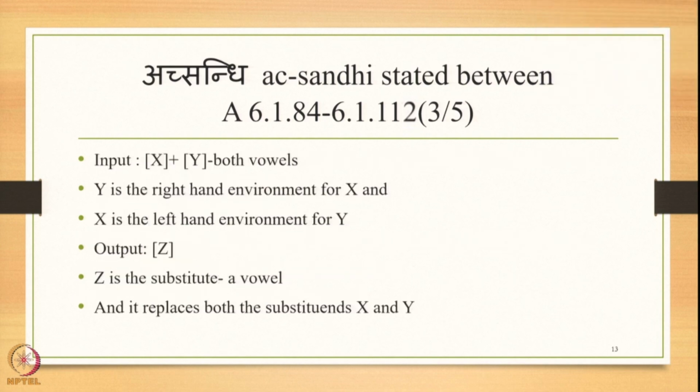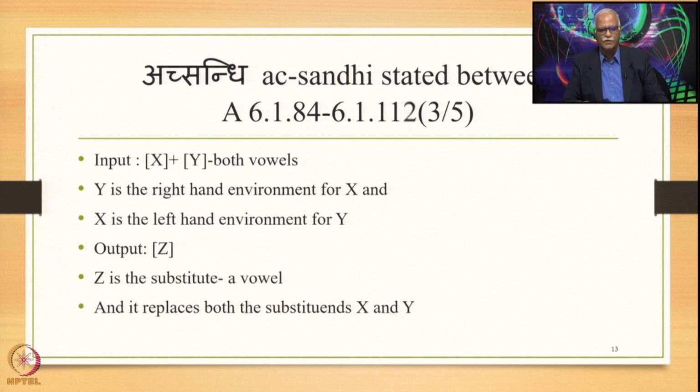In the form of an equation, this particular sutra can be explained in the following manner. If x plus y is the input, and both of them are vowels, where y is the right hand side environment with reference to x, and x is the left hand side environment with reference to y, the output is z. Remember, the input is x plus y, both vowels, and now the output is z, only one element. And this z substitute is a vowel. And this vowel replaces both the substituents x and y in their respective environments.